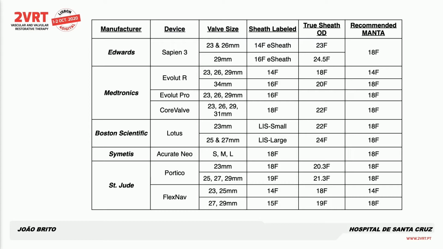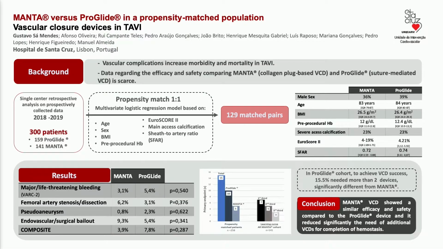The 23 and 25 devices have a 14 French profile, so we can use the Manta 14 French. There is not much robust evidence concerning the Manta. There is an ongoing randomized control trial. So I brought you a study that was performed in our center. To this moment, we have performed 280 procedures with Manta. This is a propensity matched population study comparing Manta to ProGlide.